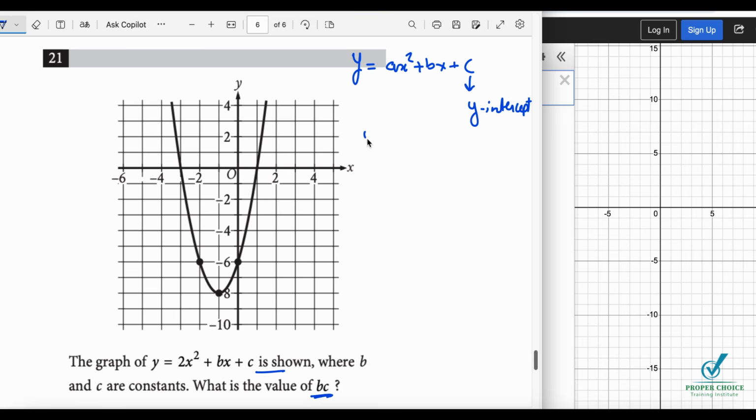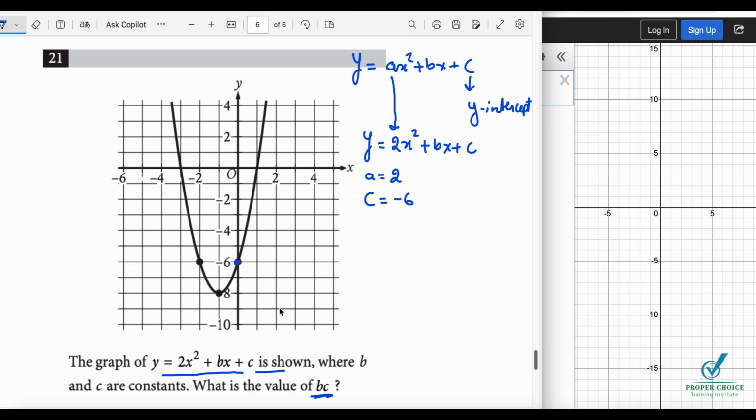So when you compare this with the given equation, that is 2x square plus bx plus c, by referring to the given equation and the point where the graph is crossing the y-axis, I can predict the value of c. C here is going to be negative 6, and I can also find the value of a by comparing the given equation with the standard one. A equals 2, but I don't need a, I actually need b.